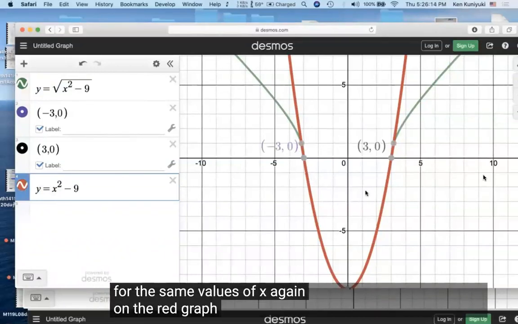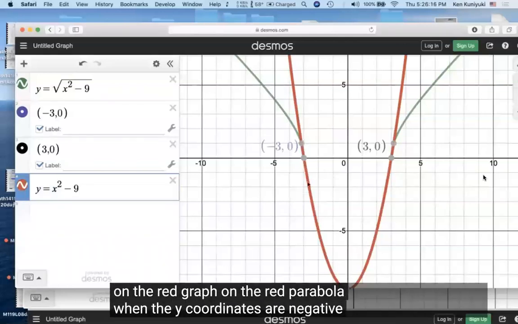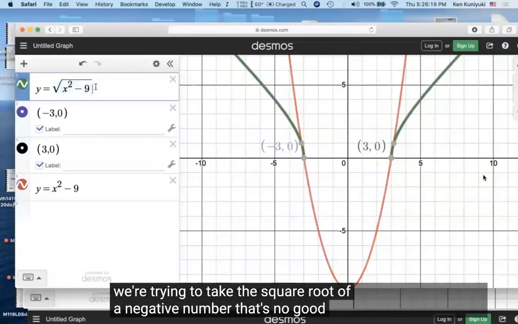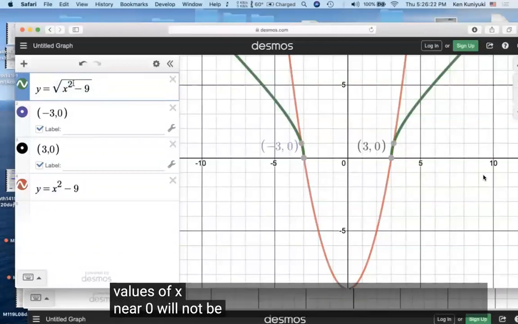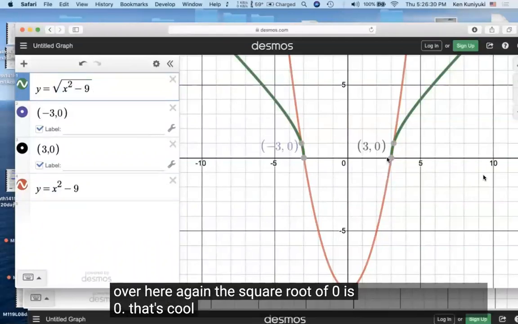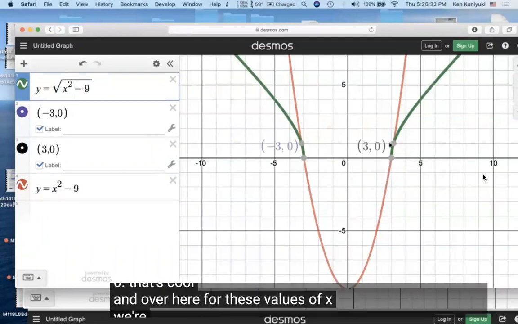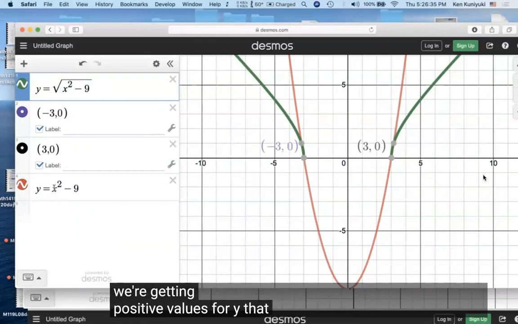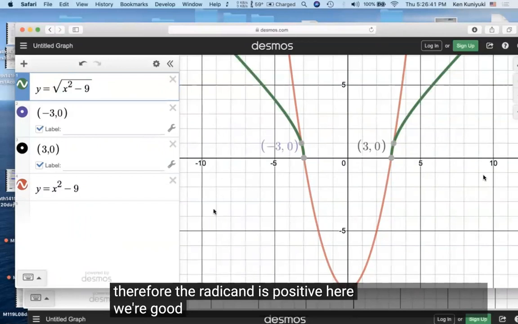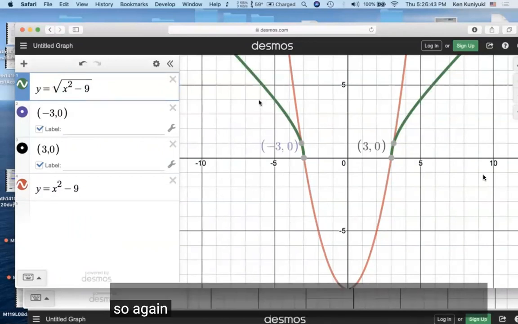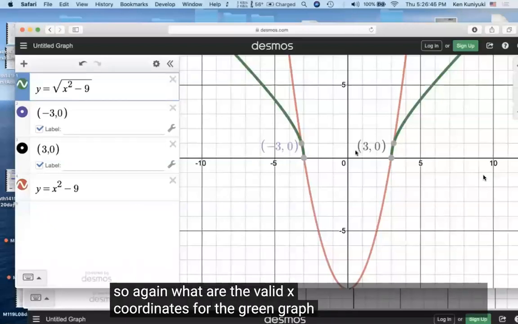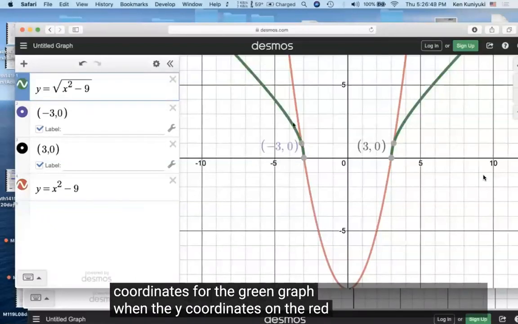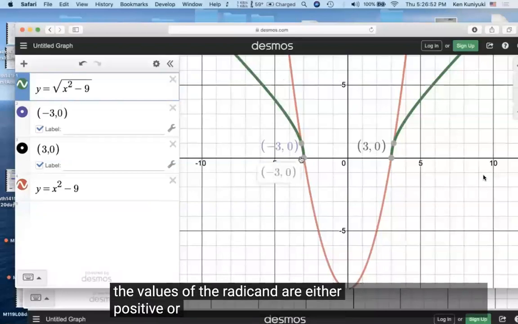Again, on the red parabola, when the y-coordinates are negative, we're trying to take the square root of a negative number. That's no good. These values of x near 0 will not be in the domain of the square root guy because the radicand would be negative in value. Over here, again, the square root of 0 is 0. That's cool. And over here, for these values of x, we're getting positive values for y. That is x squared minus 9. Therefore, the radicand is positive here. We're good. So again, what are the valid x-coordinates for the green graph? When the y-coordinates on the red graph, the values of the radicand, are either positive or 0.